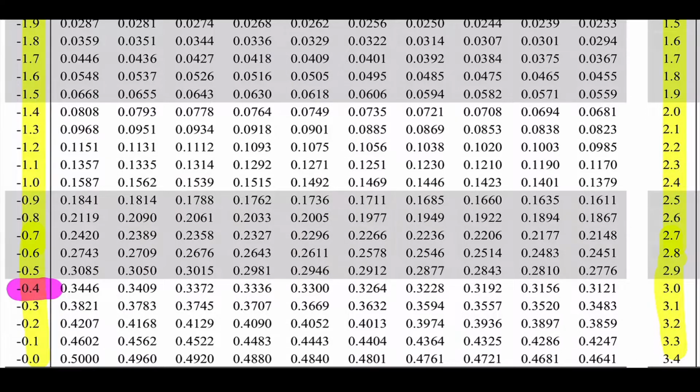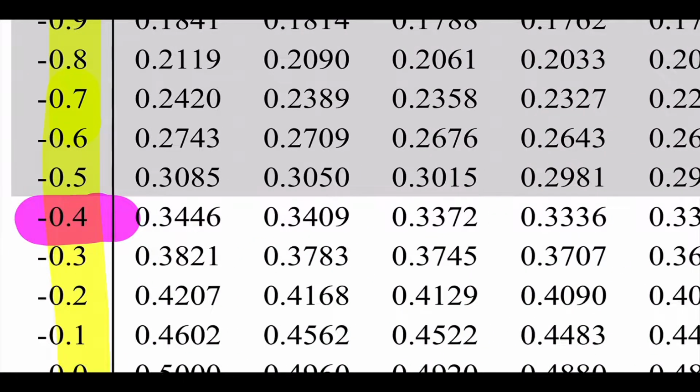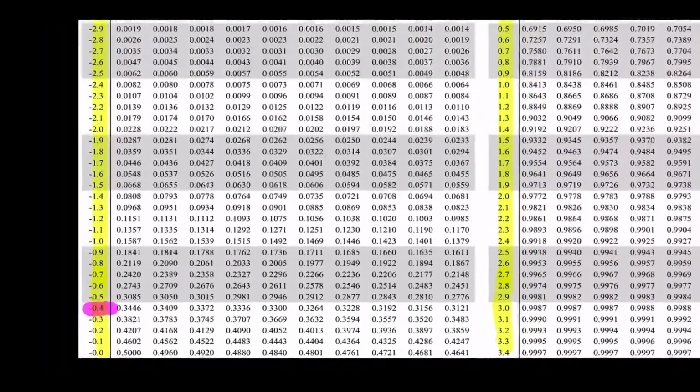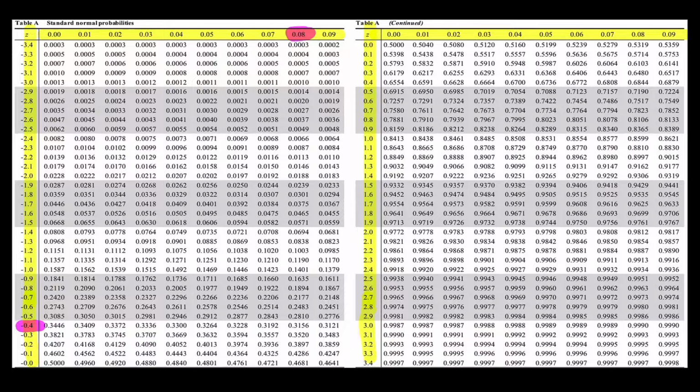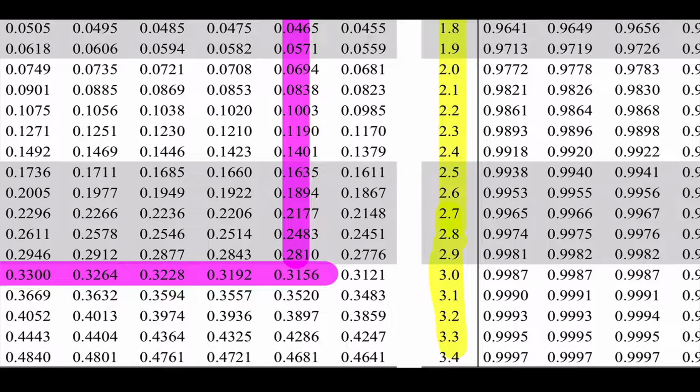I'll use a different color. Here it is right here. Now we have to combine that with 0.08, which is up here. Negative 0.4 and positive 0.08. When I combine them, I make negative 0.48. So now figure out where they meet. Go down, go over here. The decimal where they meet is what I want. Right there. That's the number I want. 0.3156. Okay, that's the number I'm going to write down on my paper.